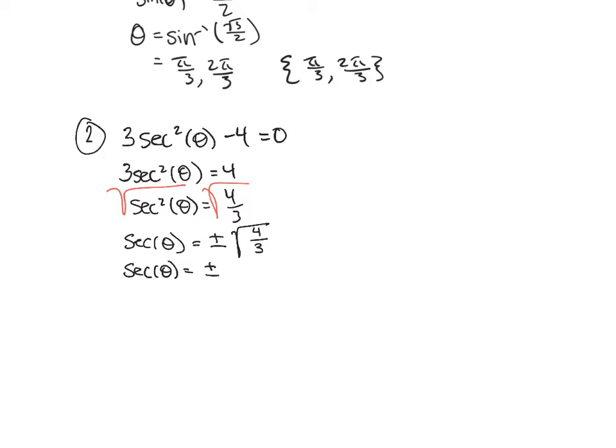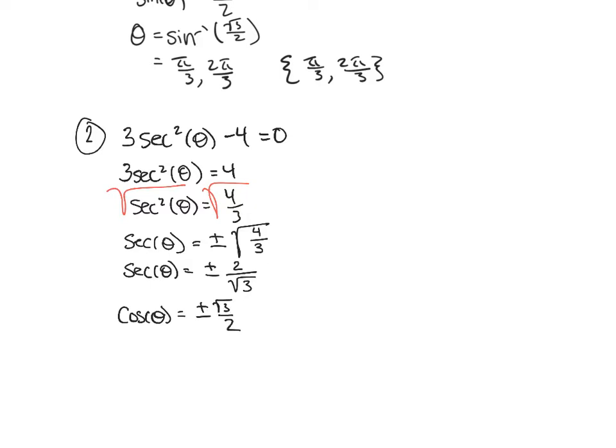equal to the positive and negative version of the square root of 4, which is 2, over the square root of 3. So from here, I can just flip everything. I know secant is the flip of cosine of theta, and if I take 2 over the square root of 3 and I flip that, I get square root of 3 over 2.